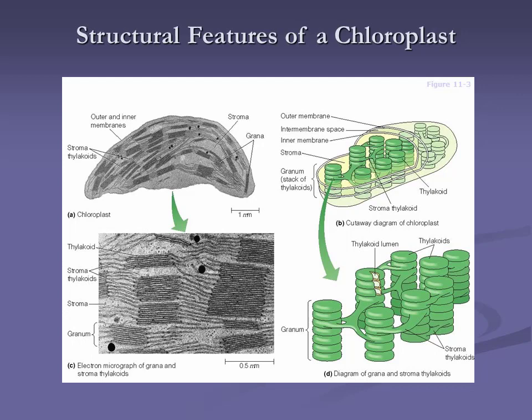And when you take one whole stack together and consider it, it's referred to as the granum. And then you've got these little interconnecting portions of membrane, and that's called the stroma. But it's within these inner membranes, the thylakoid membranes, that's where we're going to have many of these proteins that are important for photosynthesis.